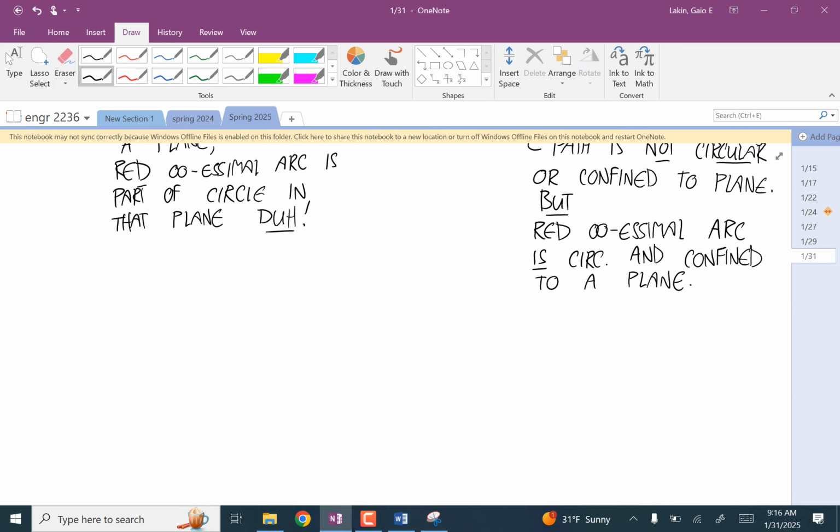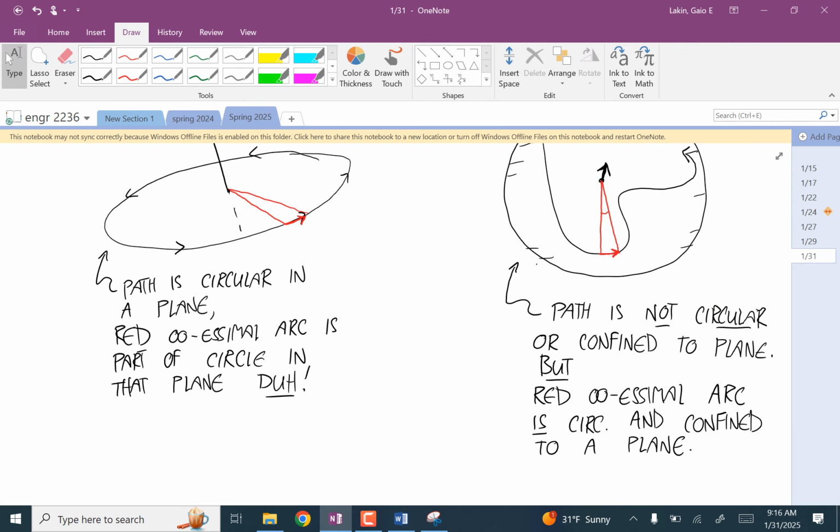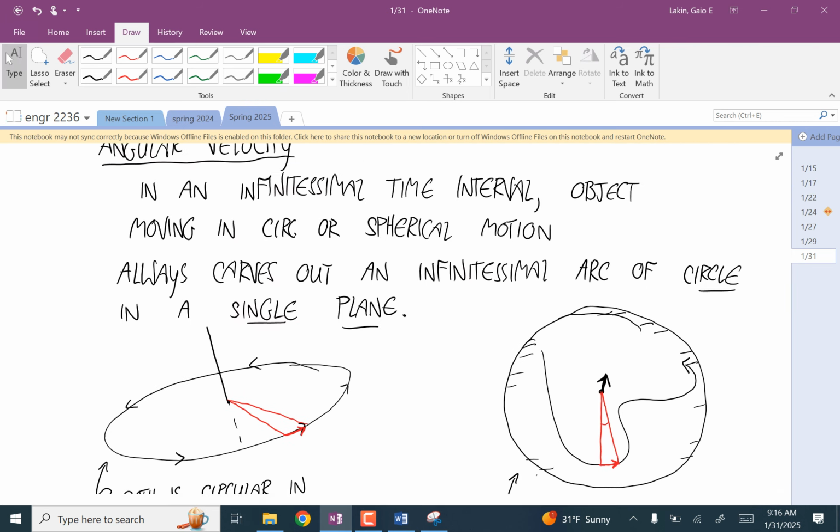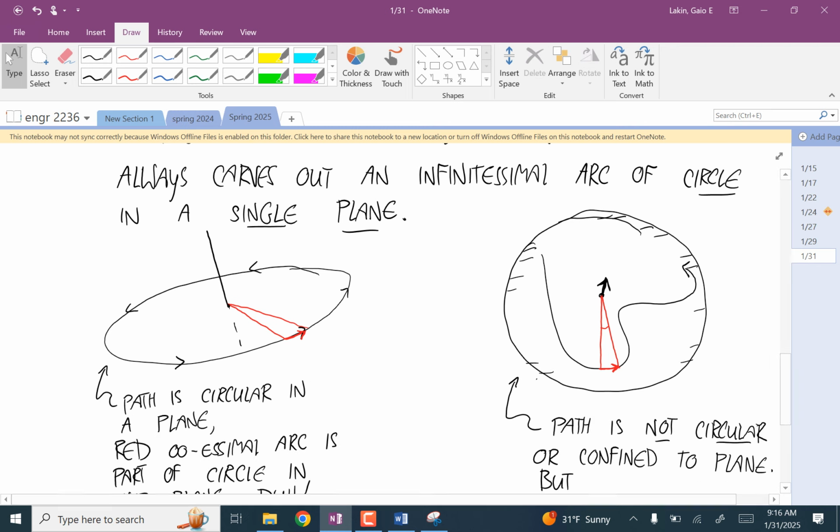Could you please scroll up to forward this as angular velocity, please? Okay, great, thank you.